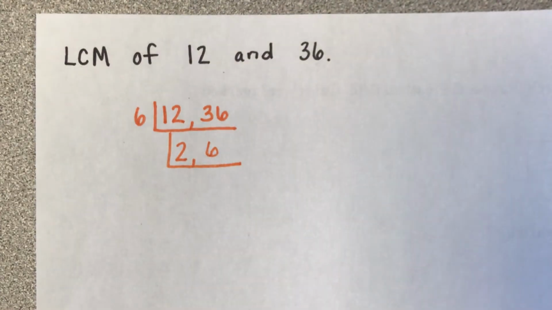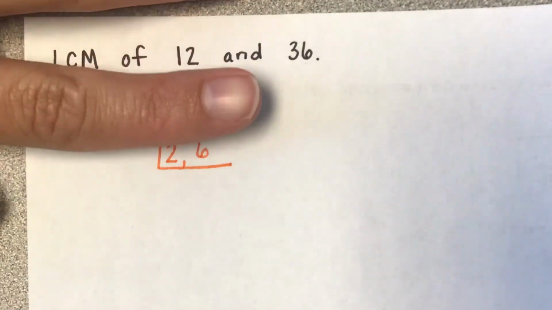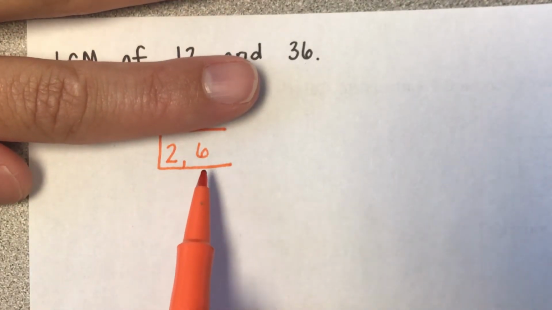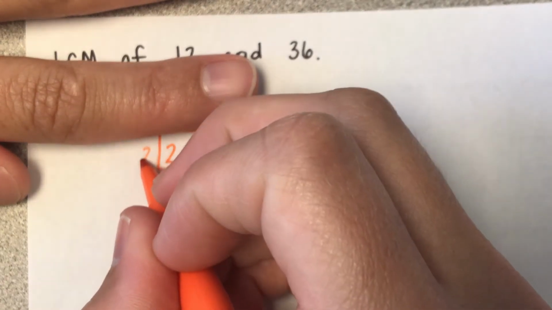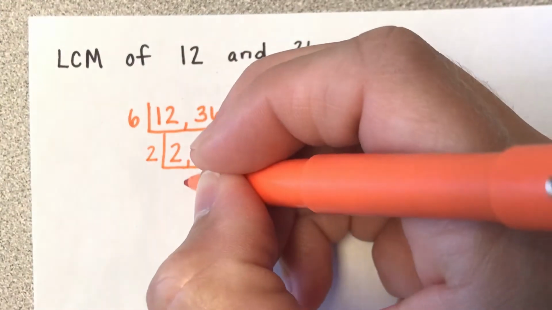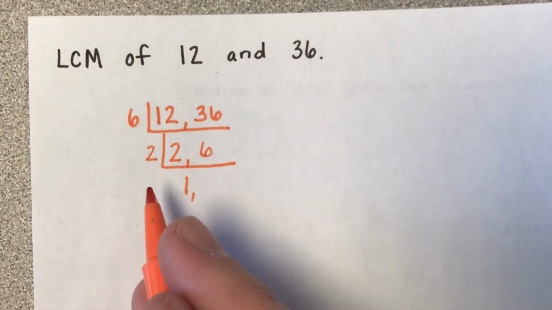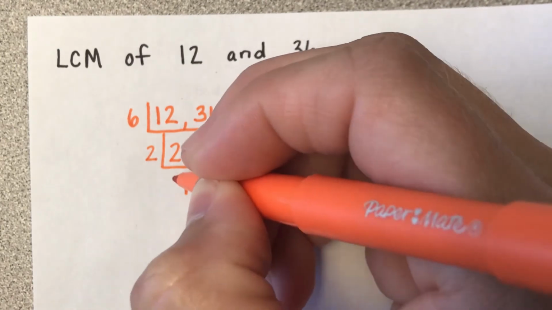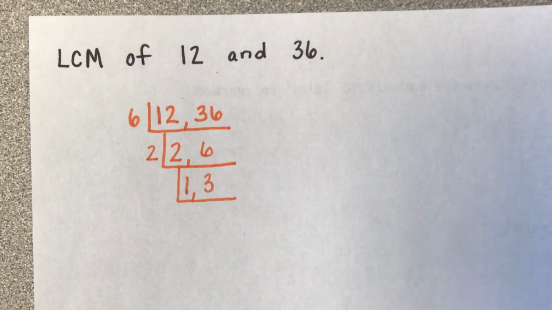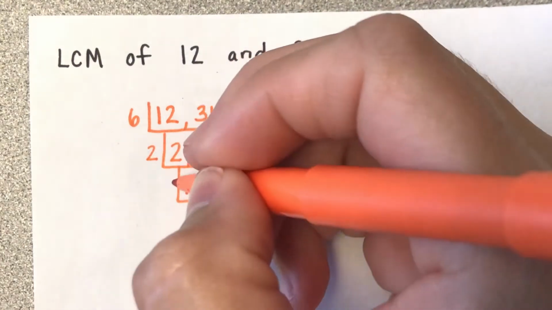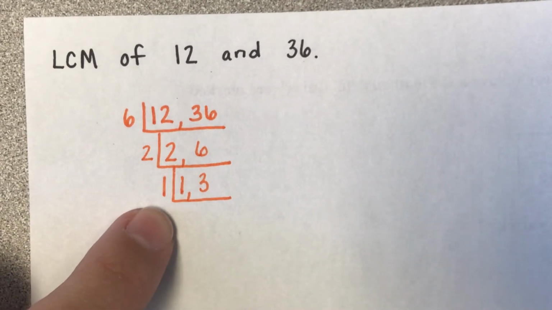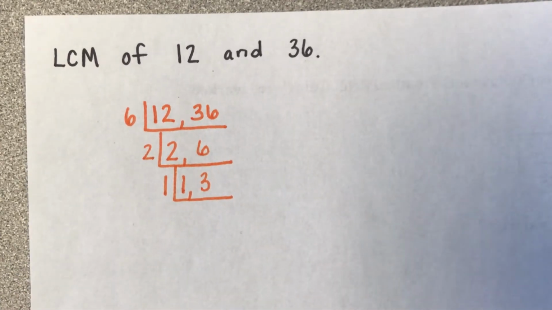So now I'm at my next layer of my cake. You can ignore this one for right now. What goes into 2 and also goes into 6? Well, the only thing that works is 2. 2 divided by 2 is 1, and 6 divided by 2 is 3. What's the only number that 1 and 3 share? That would be 1. Once you get a 1 on the outside, you know that you're done. You cannot break it down any further.